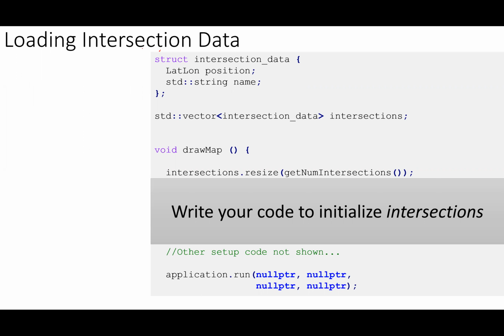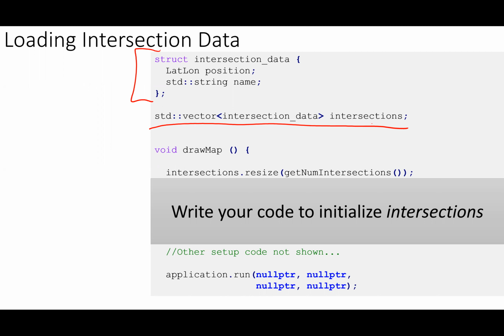So I've declared a structure here. The structure has a latitude and a longitude called position, and it's got a name that's a string. I'm going to call that my intersection data, and I'm going to make that global. So I make a vector of intersection data, call it intersections.